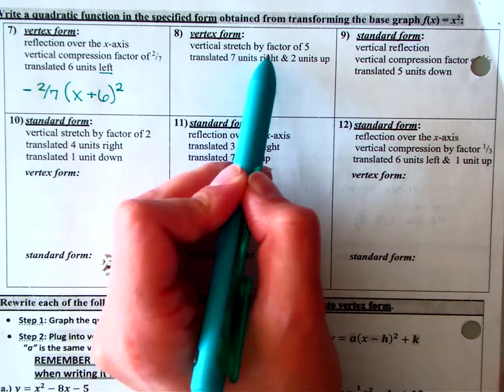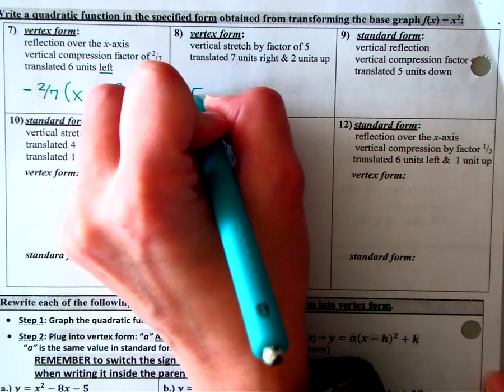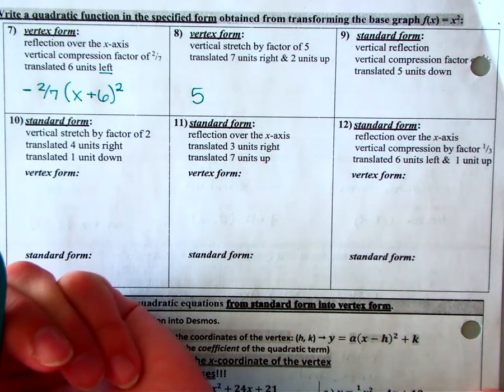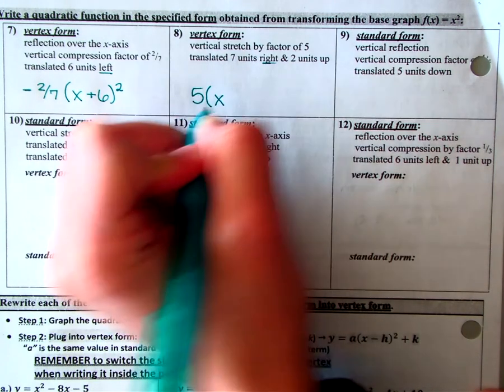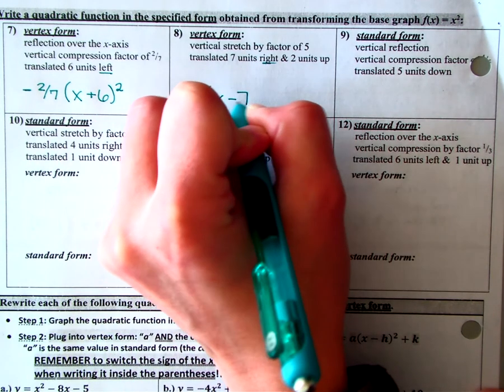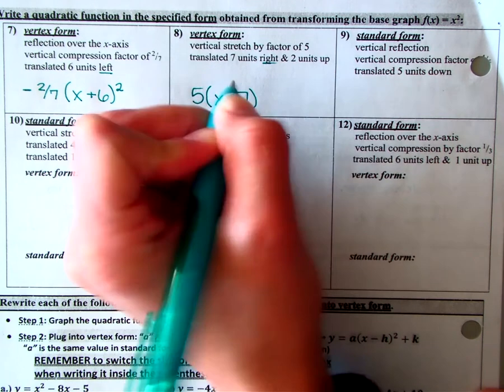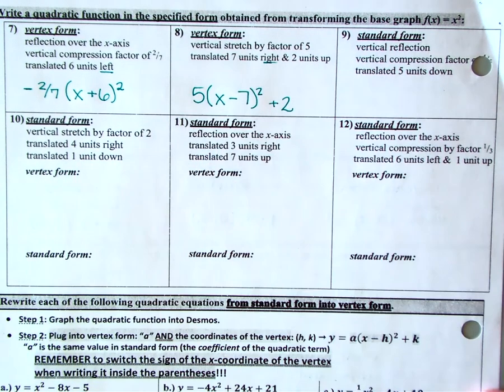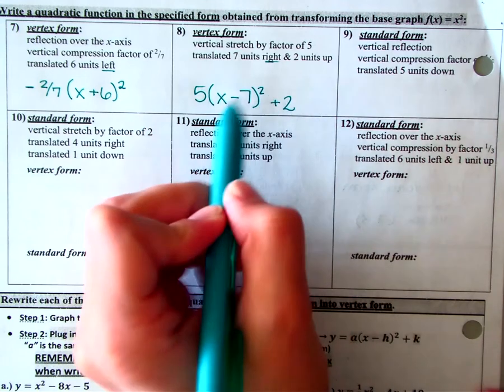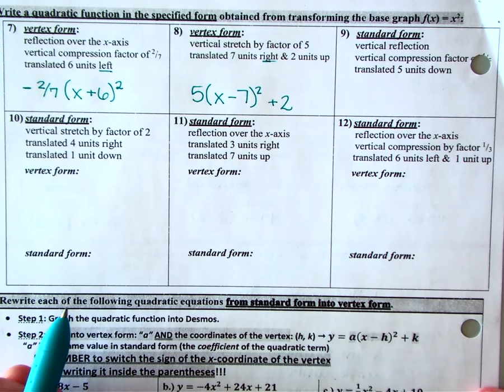And the next one, a vertical stretch by a factor of 5, starts out our function. If we go to the left or right, we need parentheses, so we do. If we're going to the right, we subtract. Square it, and then if we go up, we add 2 on the outside. Make sure it's squared, make sure you've got your x in there.